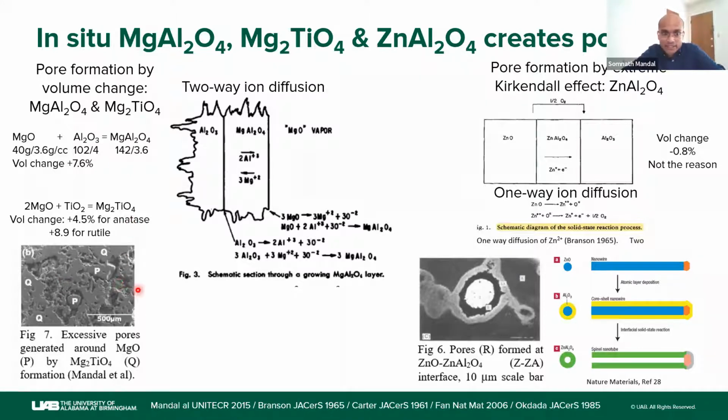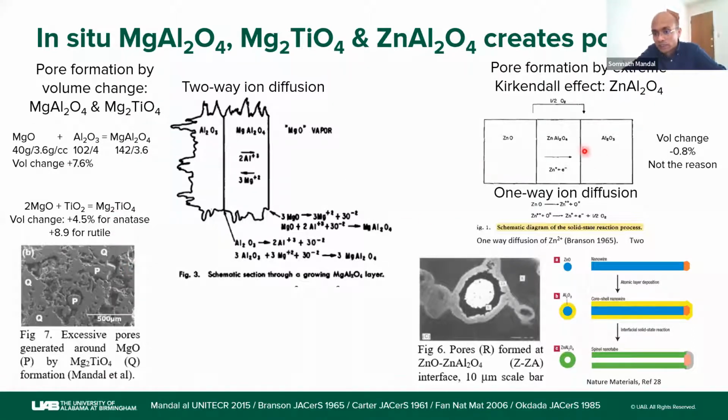This is a magnesium titanate from my previous work. You can see there is this large amount of porosity due to in situ magnesium titanate formation. These marked grains are MgO, and there was titania in the matrix. This titania formed magnesium titanate, and it pushed the grains apart, and you have a lot of porosity, and that decreased the strength of the material.